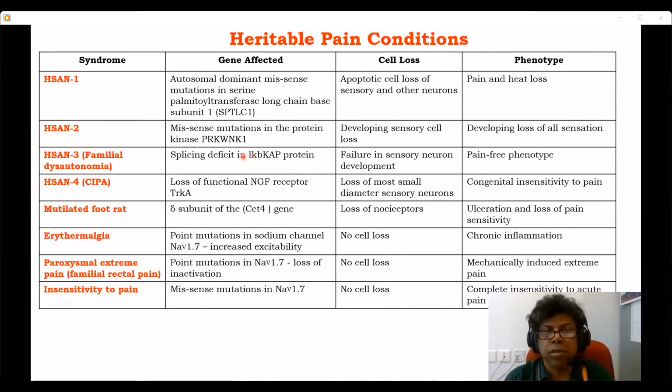Now, there are some genes also involved in heritable pain conditions. For example, HSAN and a class of proteins 1, 2, 3, 4 are there. If these genes are affected, whether expression is lost due to maybe genetic mutations, it leads to a different phenotype. For example, here you can see pain and heat loss, developing loss of all sensation, a pain-free phenotype, congenital insensitivity to pain, etc. And there are also other genes which are studied in a similar way.